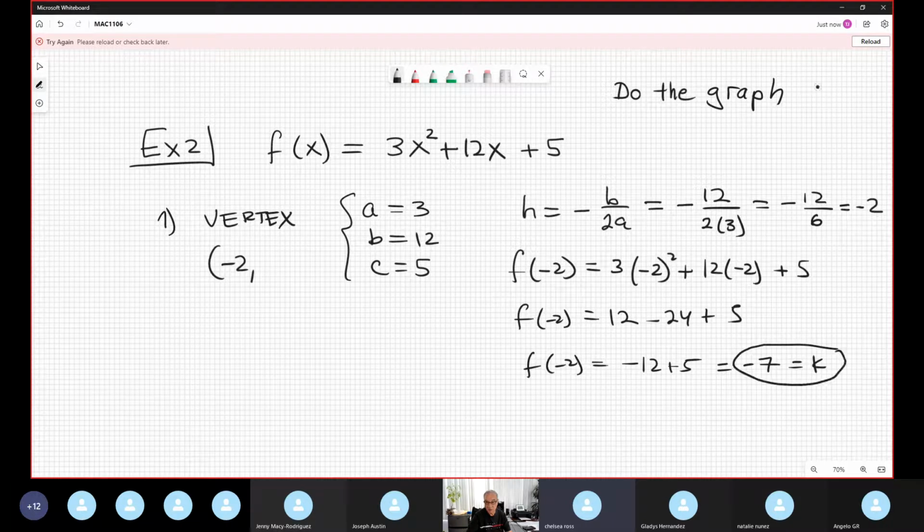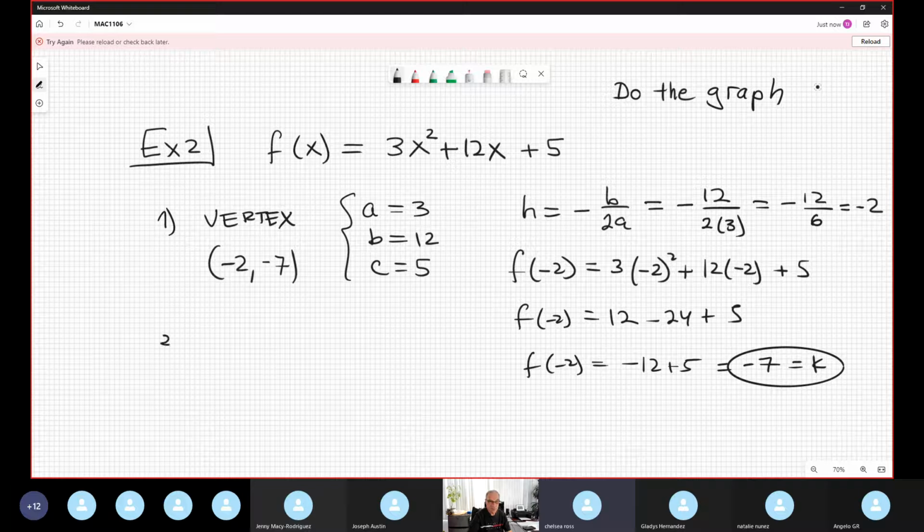It's the easy way. No need to memorize a formula, because they belong to the same curve. So you have the X value, not necessarily remembering the formula, and the K value. It's a little bit more complicated. So, minus 7. The famous vertex is located at the point negative 2, negative 7. Boom. This is my first problem.